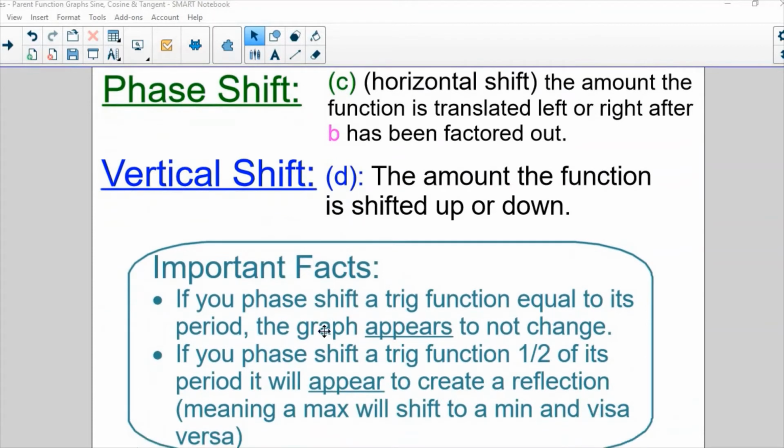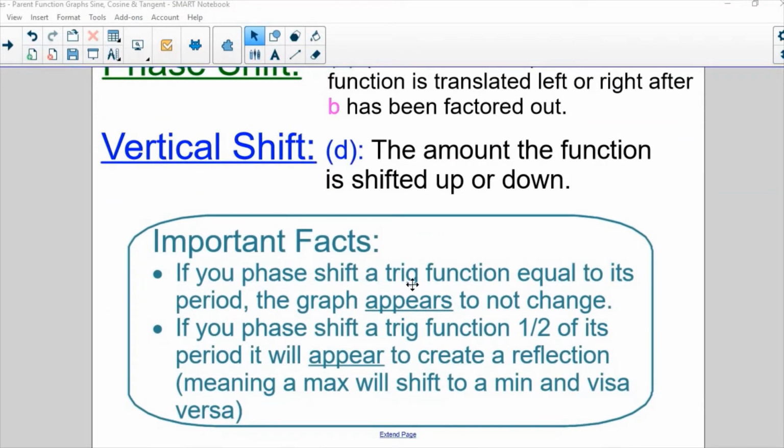A couple of interesting notes, which we'll see when we get through some of the examples. If you phase shift a trigonometric function equal to its period, the graph appears to not change. And if you phase shift a trigonometric function 1/2 of its period, it will appear to create a reflection, meaning the max will shift into a min, and the min will shift into a max. An example of this is the full moon. If you look at a full moon, 28 days later, if you phase shift forward equal to its period, 28 days later, you'll see a full moon, right? And halfway through that, you would see half of that. So just keep in mind that this happens around us anytime we talk about cycles.